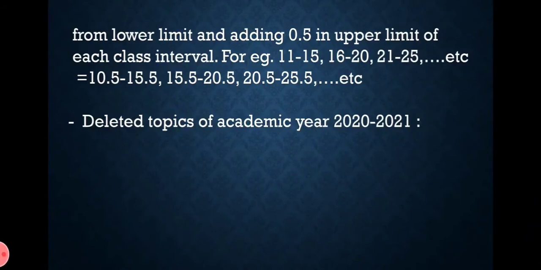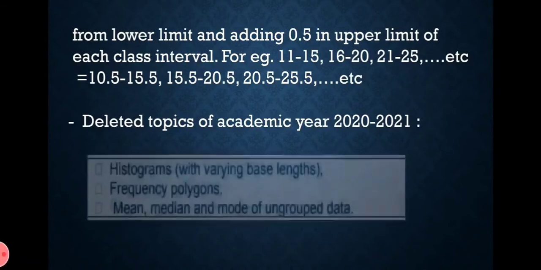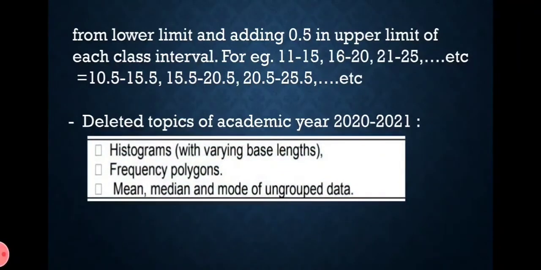This year, according to the revised syllabus for this chapter, three topics are deleted for the academic year 2020-2021: histograms with varying base lengths, frequency polygons, and mean, median and mode of ungrouped data. These three topics are deleted for this academic year due to the corona pandemic.